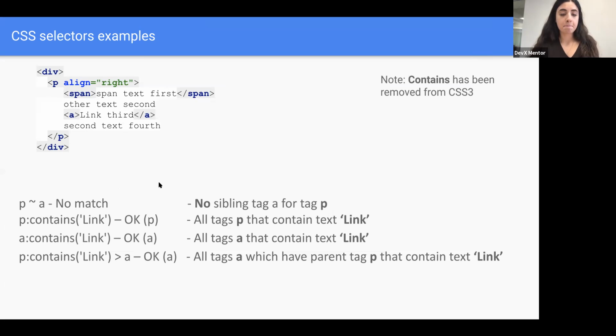And then all text A which have parent tag P that contains text link. Although this one is going to work only in CSS before CSS3, because in CSS3 contains has been removed. So it's not going to work there.